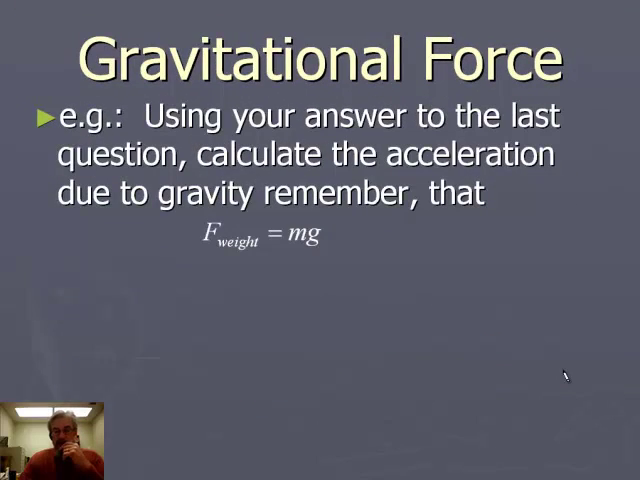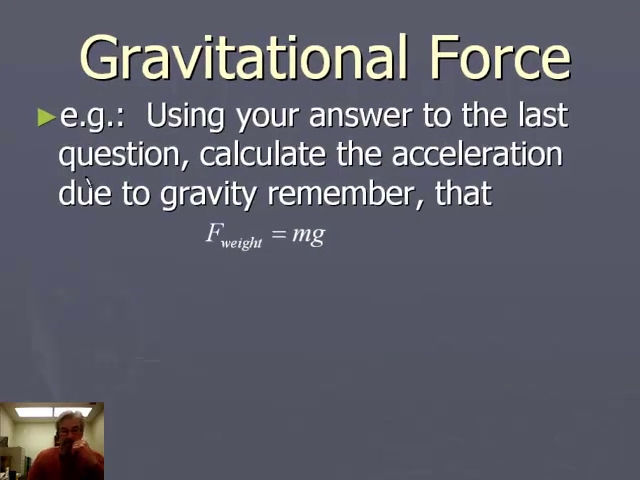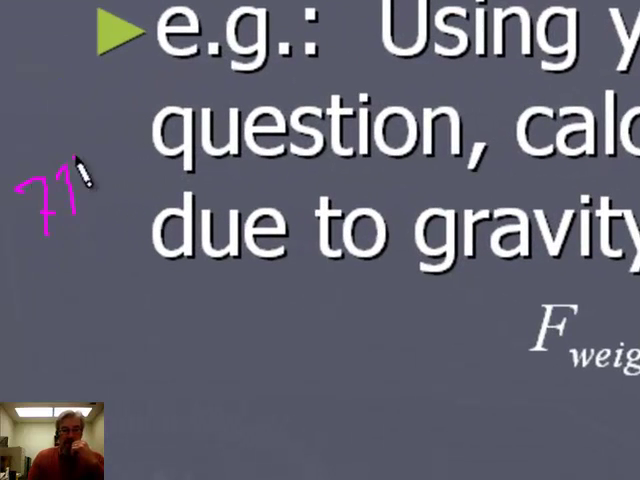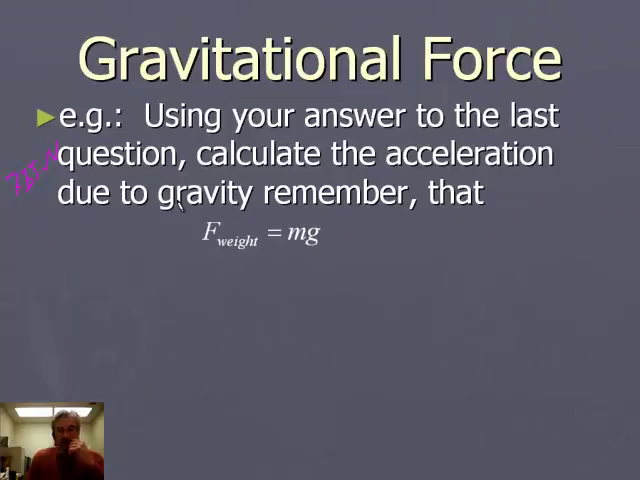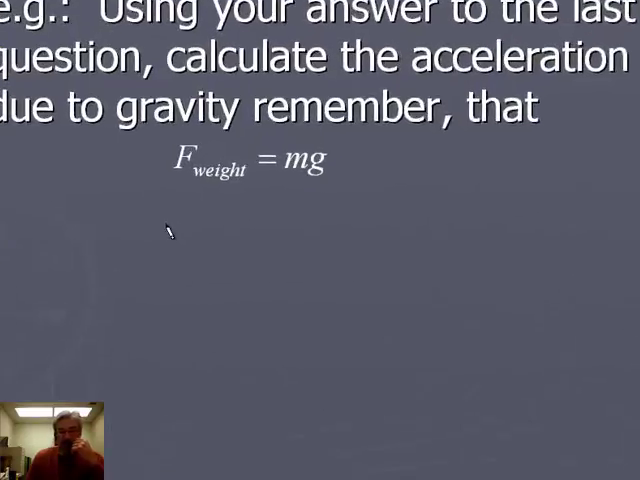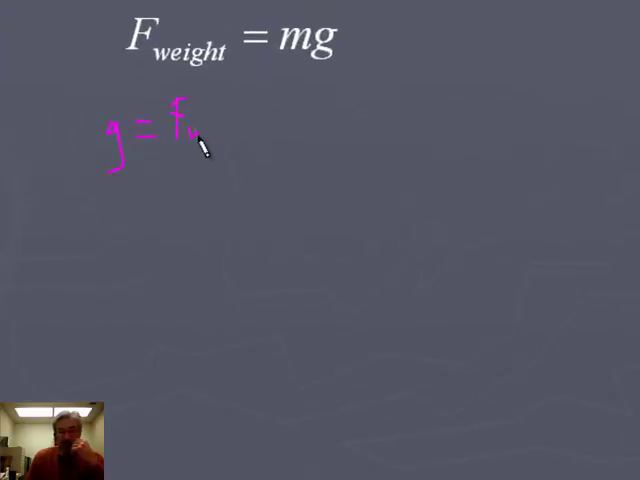This problem wants us to use the answer to the last question, which remember was 735 newtons. It wants us to use that to find the acceleration due to gravity. Well, we know what the acceleration due to gravity is, but we're just going to verify it here. Remember that F equals ma, so force due to weight, which is what this is, 735 newtons, is equal to m times g. So g would then be the force due to weight divided by the mass.